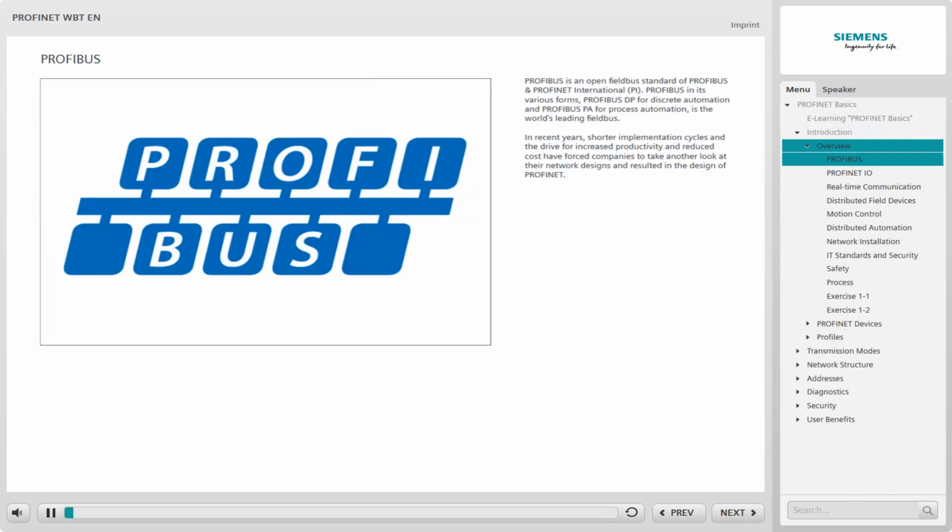As you are probably aware, a field bus is a type of industrial network used for distributed control, and PROFIBUS is an open field bus standard of PROFIBUS and PROFINET International, PI. Since its initial development in the late 1980s, PROFIBUS in its various forms, PROFIBUS DP for discrete automation and PROFIBUS PA for process automation, has become the world-leading field bus based on its widespread use and support from many suppliers.